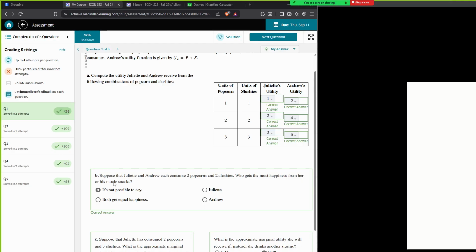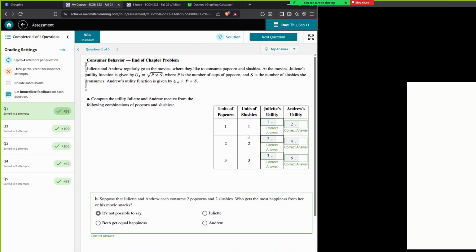So firstly, suppose that Juliet and Andrew each consume 2 popcorns and 2 slushies. Who gets the most happiness for his or her movie snacks? So happiness, utility, same thing, right? Oh, I guess I should start with calculating utility. So we have the formulas here.